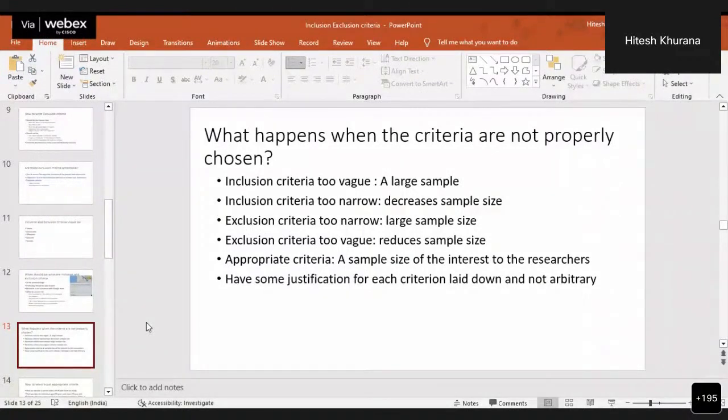And in a similar way, in case we have a very narrow kind of inclusion criteria and a very wide kind of exclusion criteria, again, we won't be getting the sample of interest.